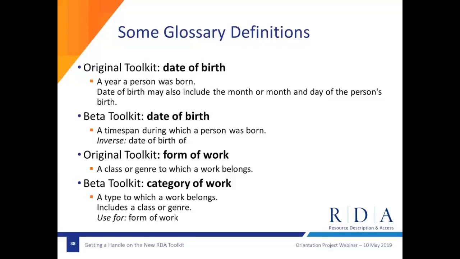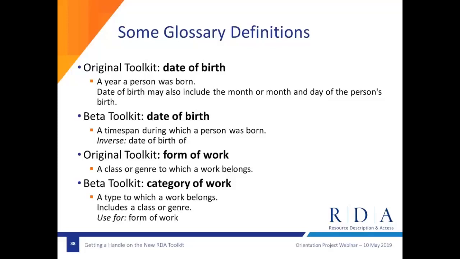And in the original toolkit, form of work, a class or genre to which a work belongs, the terminology has changed to category of work. And yet, it's very clearly still the same thing. It's a type to which a work belongs, includes a class or genre. And you get the glossary used for form of work. So if you come into the toolkit knowing the old label, you will be directed to the new element for this, category of work.